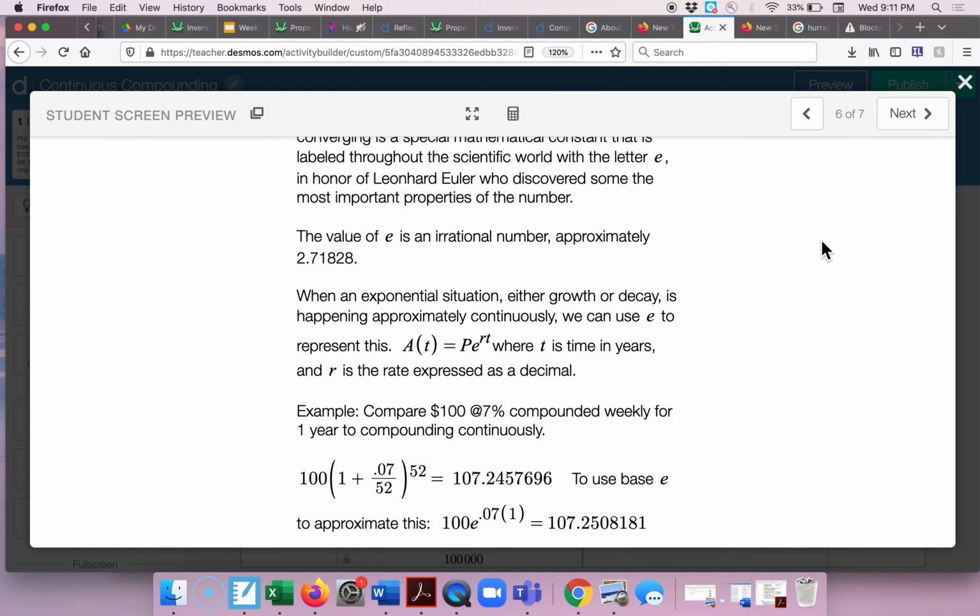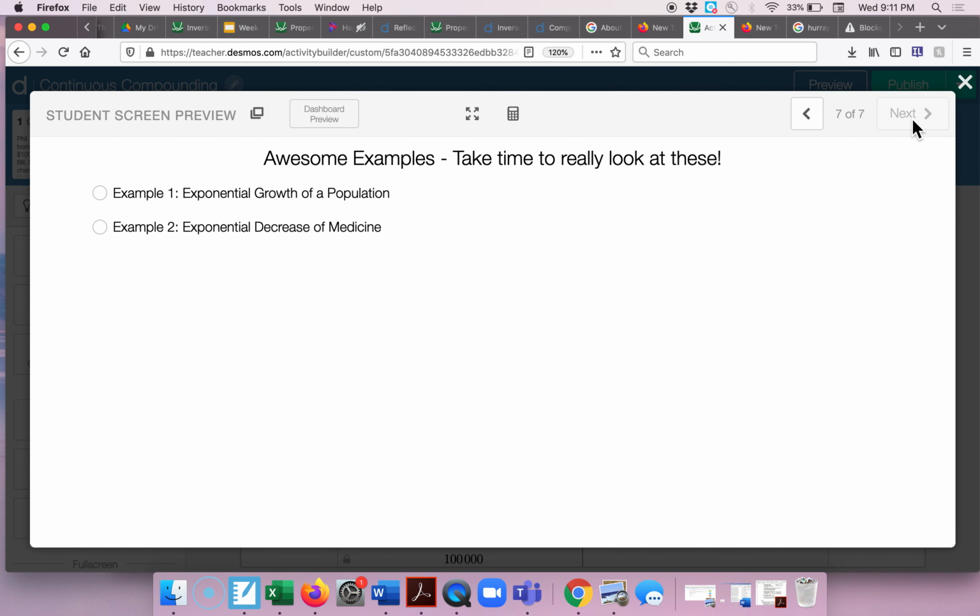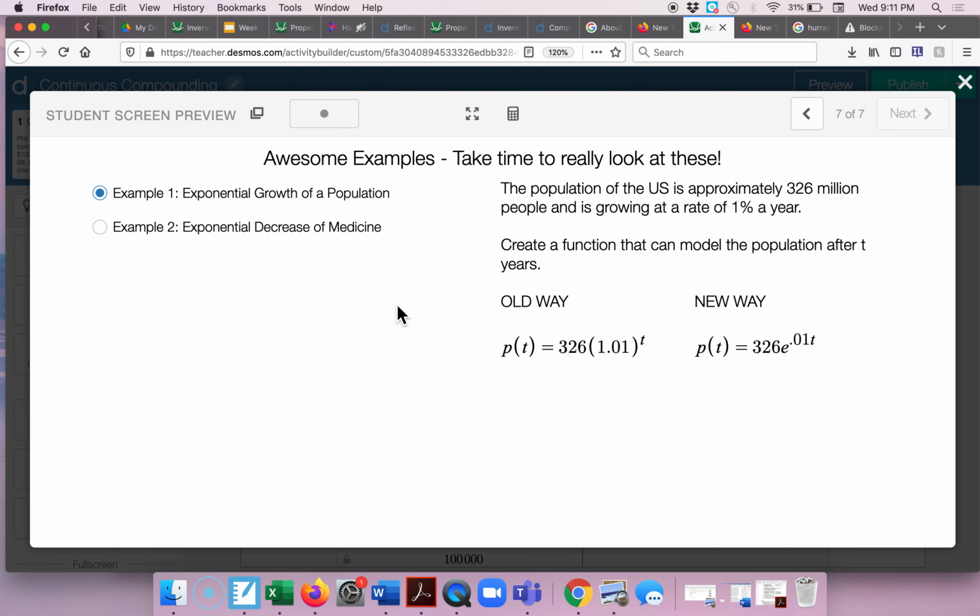Right, you need to get used to this, so we're going to look through 2 more examples with you guys. We're going to do one where we're doing exponential growth, and one where we're doing an exponential decrease. So let's look at this example.